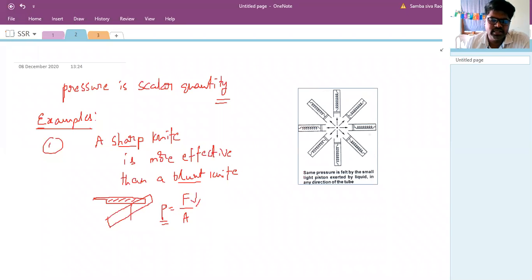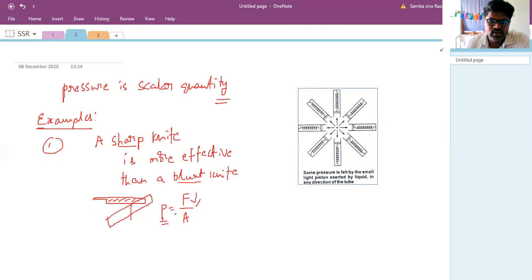Then how does the pressure vary? You are pressing with the same force to cut a vegetable or any log. The force is the same, but the knives are different. You can take a sharp knife and a blunt knife. Then the sharp knife cuts easily, but with a blunt knife it is not possible.